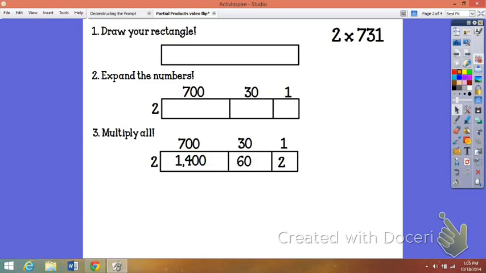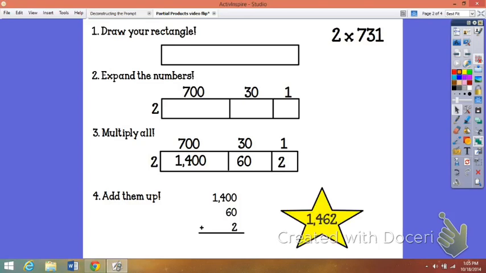Finally, once they have the products of all of those problems, the final step is to add them up. I really put an emphasis on lining up the digits correctly. The ones place lines up with the ones place, the tens place lines up with the tens place, and so on. And once they add them up, we get our answer, which is 1,462.